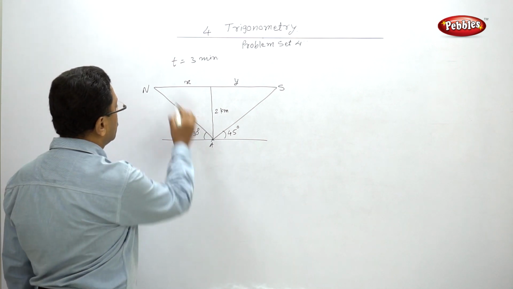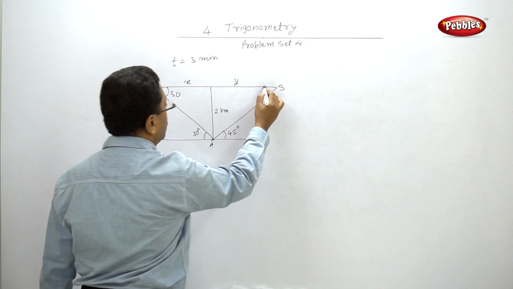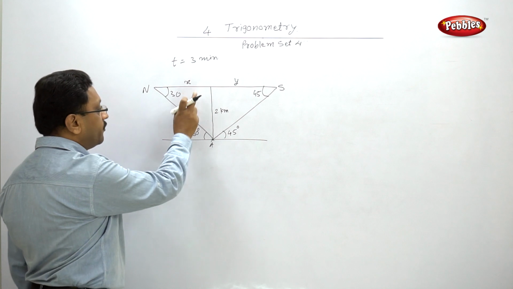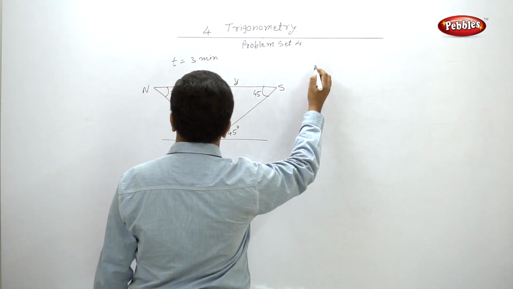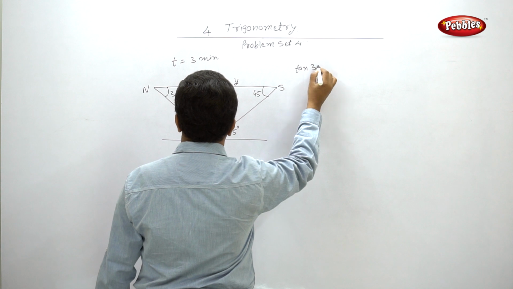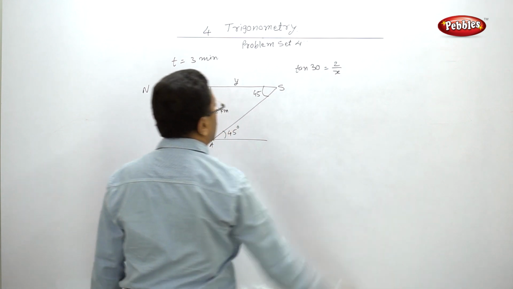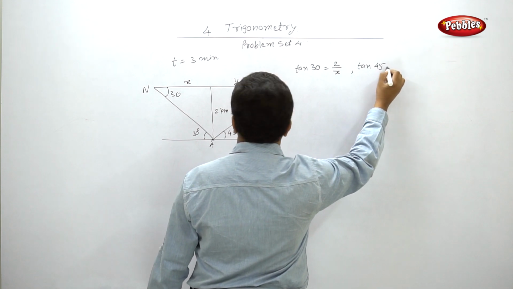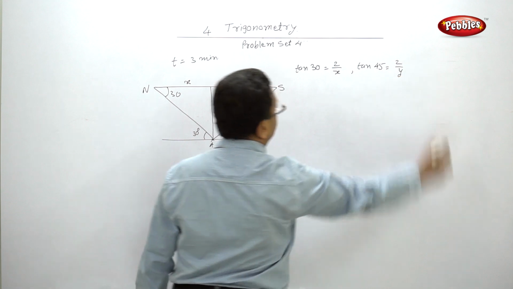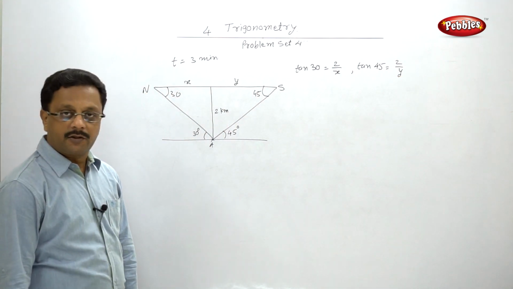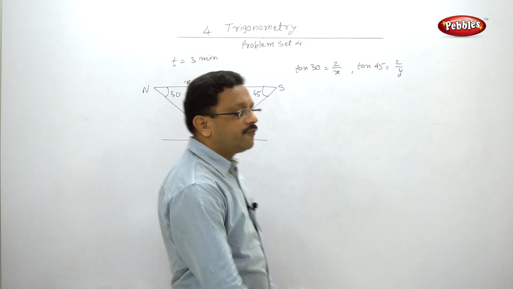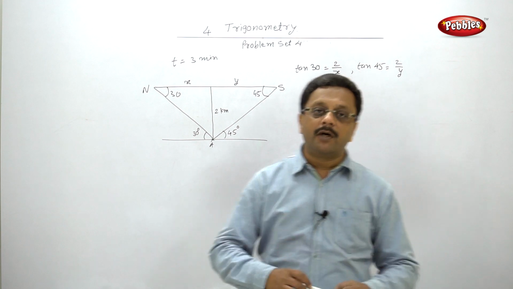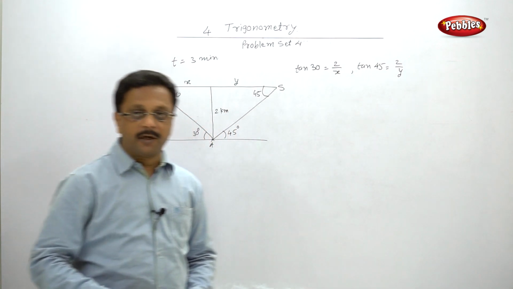If this angle is 30, this is 30, and if this is 45, this angle is 45, because the ground and this line are parallel. Now in the first triangle we have tan 30 equal to 2 upon x, and in the second triangle we have tan 45 equal to 2 upon y. Just pause your video and find the values of x and y, and so the distance traveled by the bird. Please pause your video and do it now.